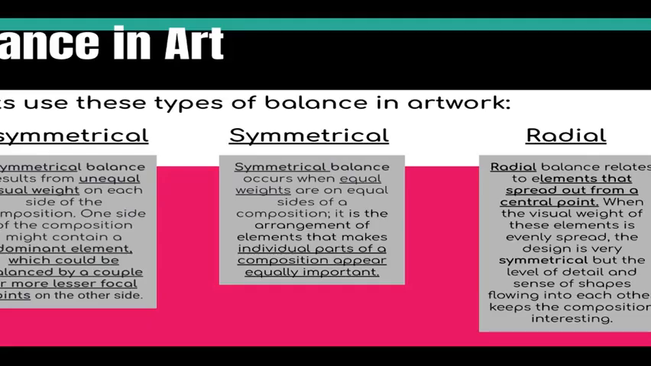Balance in art. Artists use these types of balance in artwork. Asymmetrical. Asymmetrical balance results from unequal visual weight on each side of the composition. One side of the composition might contain a dominant element, which could be balanced by a couple or more lesser focal points on the other side.